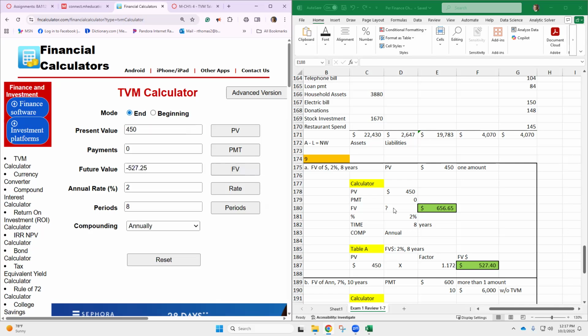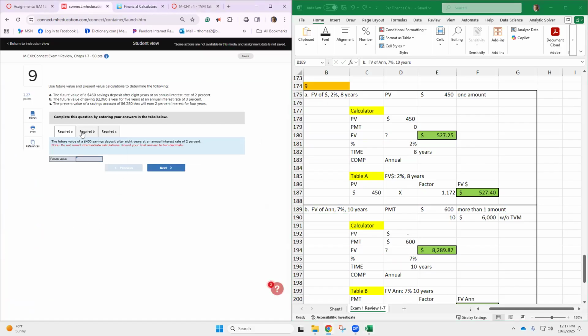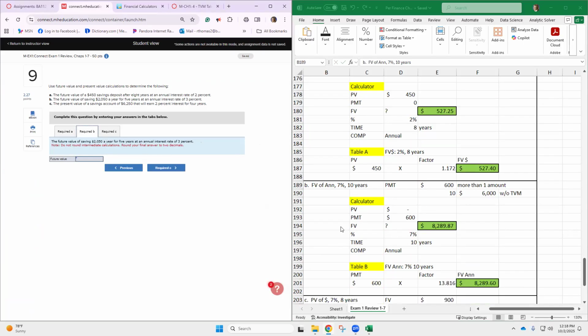Okay, future value. That one looks pretty good. I'm going to do all 3 and then put them in. Okay. I'm putting it in right now. Okay, first one for me. Okay. That 2% really hurt me. All right, future value of for 5 years, 3%.